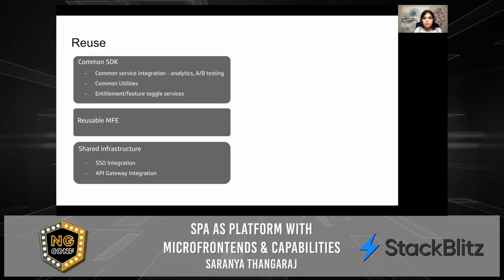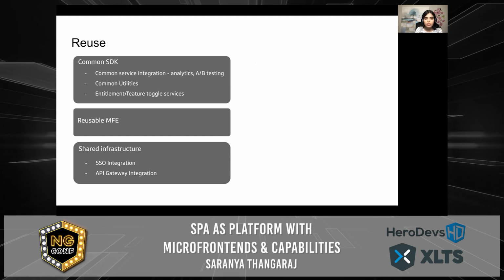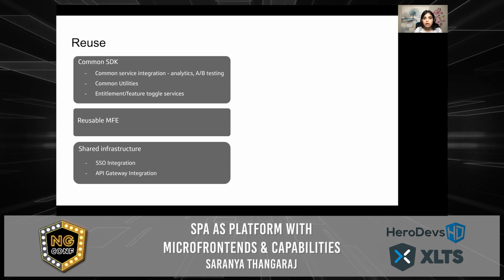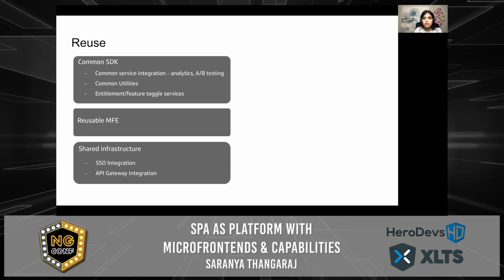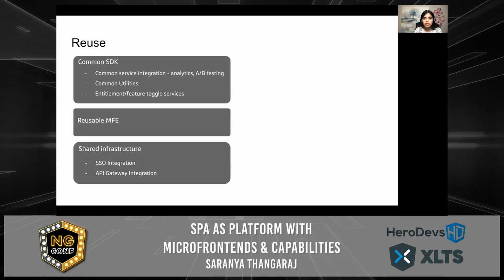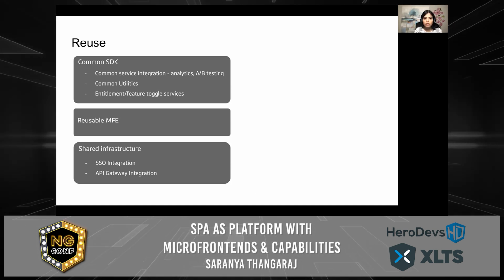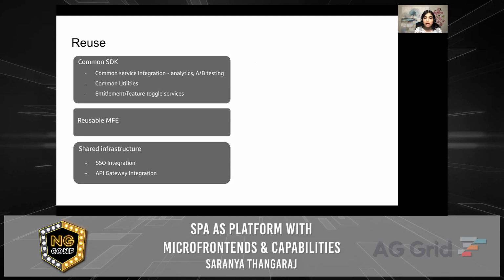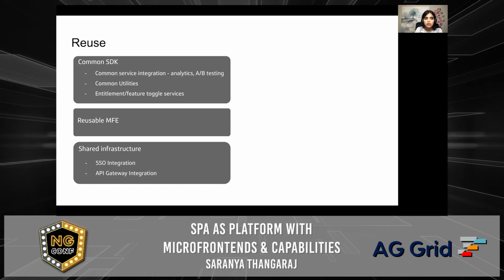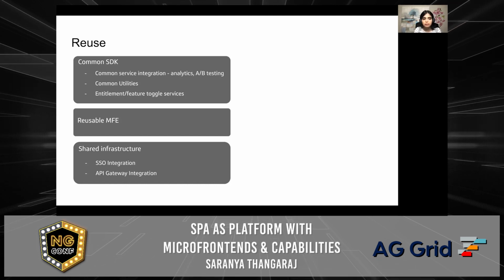We want to reuse as many capabilities as possible and avoid redundant work. All applications have analytics and A/B testing that they might want to perform. Those scripts can be moved to a common SDK, and also common utility functions like validations and tracking user activities can be moved to the common SDK so that individual applications can just consume the SDK and get those services. Similarly, entitlement and feature toggle services can also be part of the common SDK.